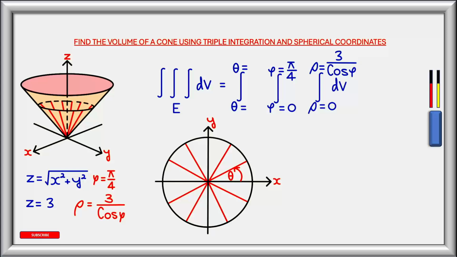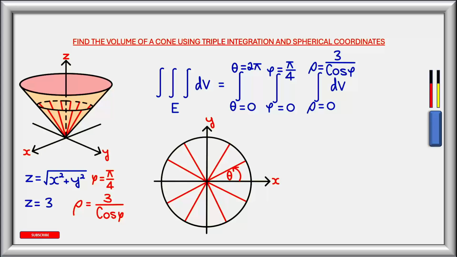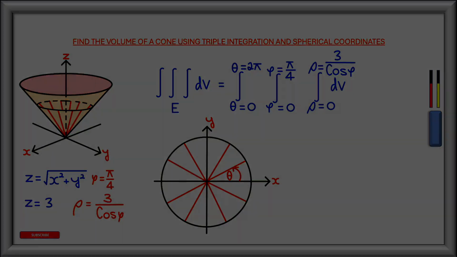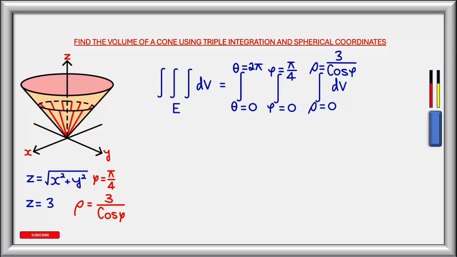So in this example, theta begins at 0 and goes full circle, which equates to 2 pi radians or 360 degrees. And so the lower limit of integration for theta is 0 and the upper limit of integration is 2 pi radians. So now we've defined our region using the limits of integration. Let's unpack what we're integrating.